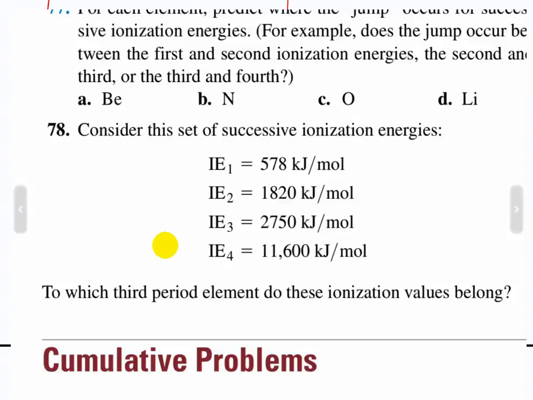How do you know that that's aluminum but not the D? You don't, except that the problem says to which third period element. Okay, so it's in the third period. Otherwise, yeah, you wouldn't know. So IE3 to IE4 is going from 3s to 3p. No, 2p. IE3 is removing the last 3s electron, and then the fourth ionization energy is removing a 2p.